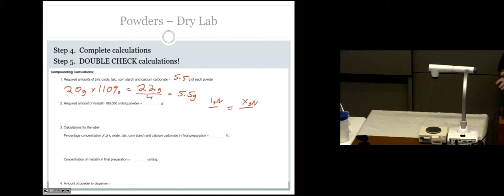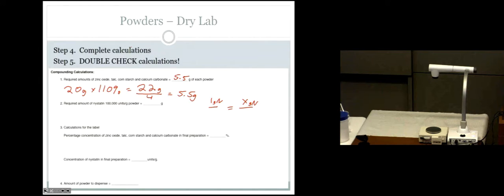What did we just calculate for? The 22 grams of powder. Would you agree? I do know that I need 22 grams of powder. So if we're going to mix nystatin, 1 part of nystatin to 10 parts of total mixture, what is the total mixture in this case composed of? Nystatin plus powder. Are you with me on that?